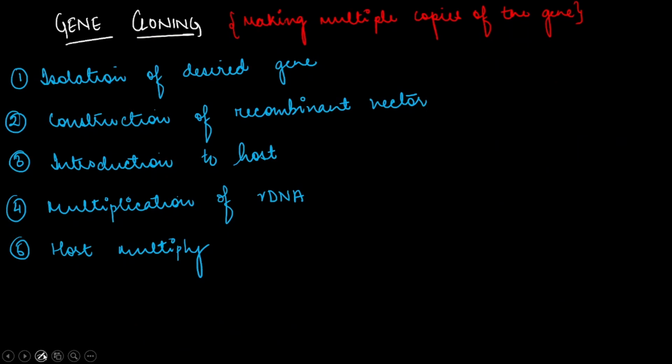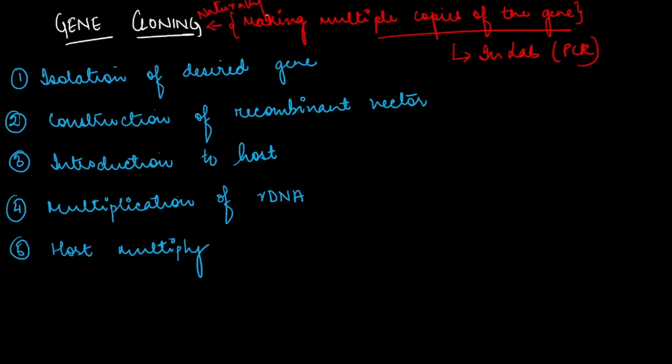Coming to gene cloning. What is gene cloning? Gene cloning is making multiple copies of the gene. Gene cloning is a natural process of making multiple copies of the gene. The same making of multiple copies of the gene, if we do it in the lab, will be called PCR. Making multiple copies of a gene naturally we call gene cloning, right? And if we do it in the lab, we call it PCR.